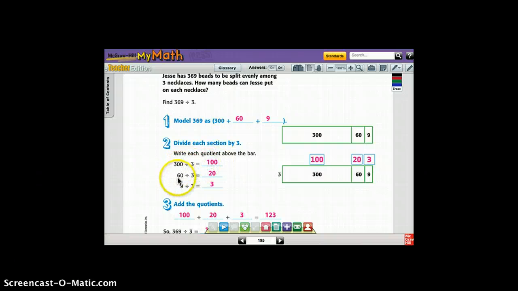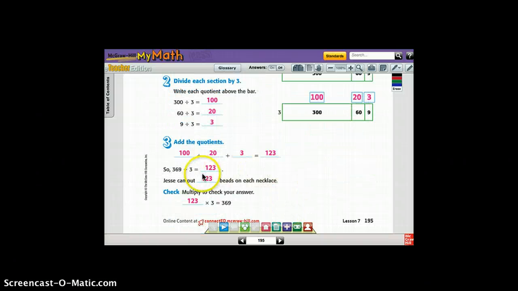So same thing with 60 divided by 3. We know that 6 divided by 3 is 2. We can just put that 0 on the end. And 9 divided by 3 is 3. So then our third step would be to add these quotients together. So 100 plus 20 plus 3 is 123. So that means 369 divided by 3 is 123.